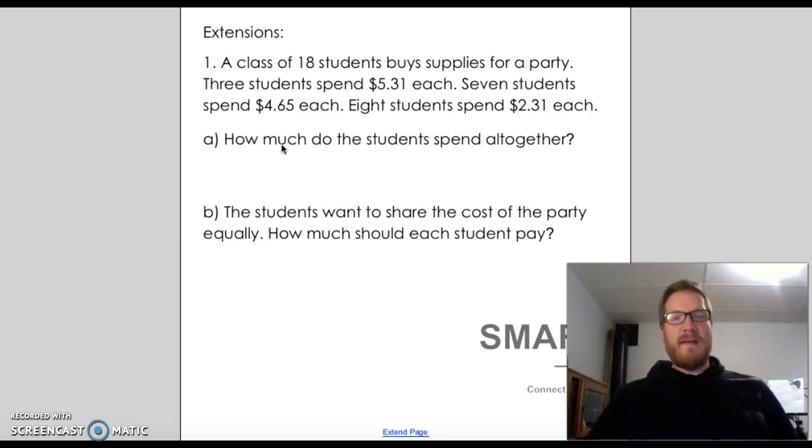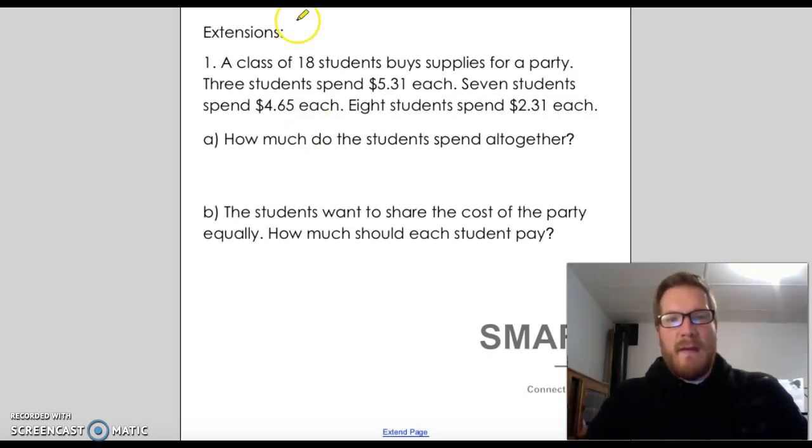We have this question that says, a class of 18 students buys supplies for a party. 3 students spend $5.31 each. 7 students spend $4.65 each. And then 8 students spend $2.31 each. As I'm reading this aloud, I'm highlighting all the numbers because I'm probably going to need to use them in some way. There's 18 kids in the class, and they spend this amount of money. So the question says, how much money do they spend all together?